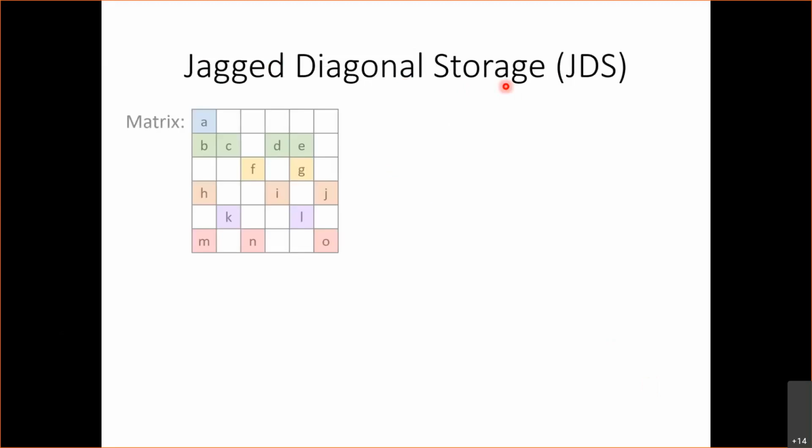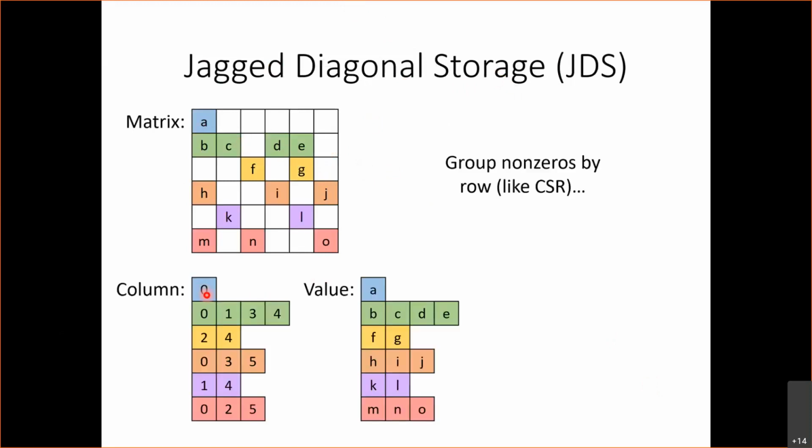And the JDS format works like this. If I have this matrix over here, what I'm going to do is similar to what I did with CSR. I'm going to group non-zeros together. So the non-zeros of the row are all grouped together. By the way, when I say grouped together, I don't mean physically grouped together. I mean logically. I'm going to think of them as one thing.